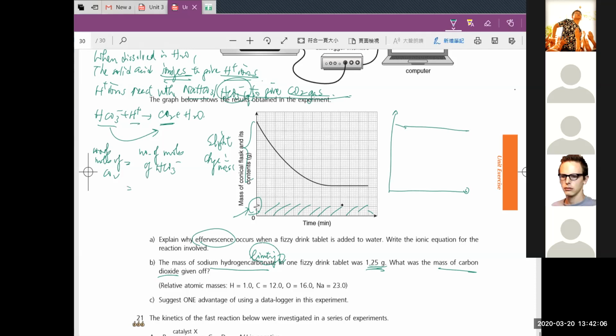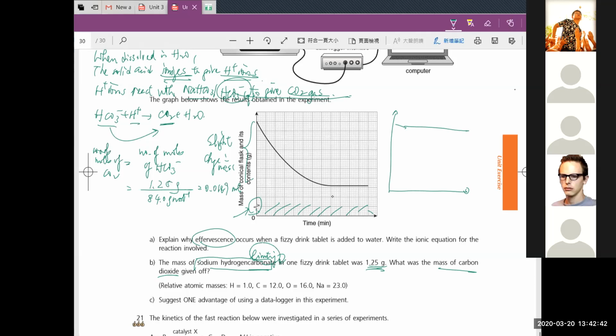Now, what is that? Hydrogen carbonate, you are going to calculate as mass over molar mass. So the hydrogen carbonate is what? NaHCO3, remember? The whole thing, not just hydrogen carbonate. Sodium hydrogen carbonate. So what is that? The molar mass is 84.0 gram per mole. So we'll get 0.0149 mole.